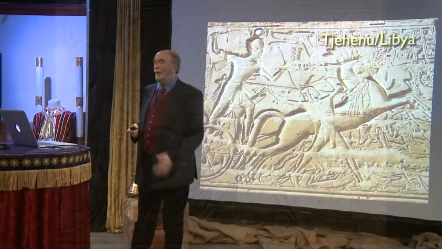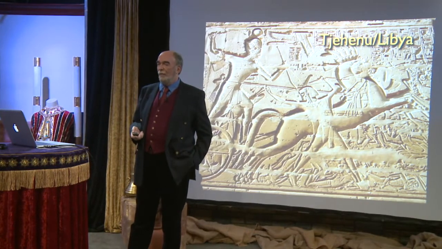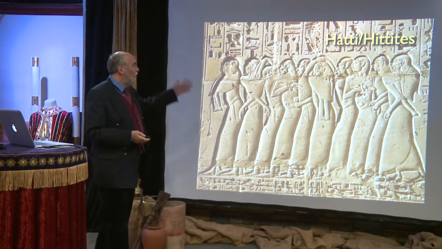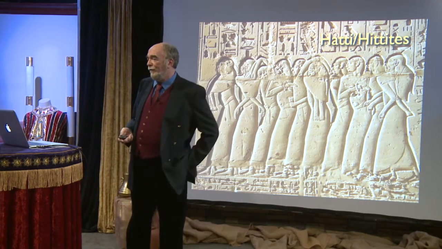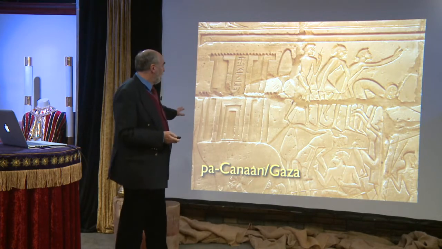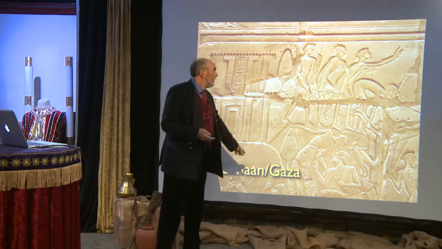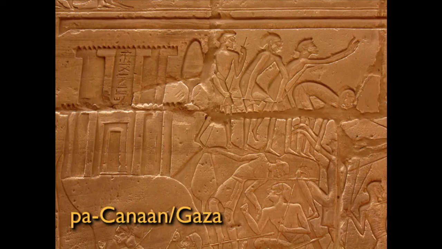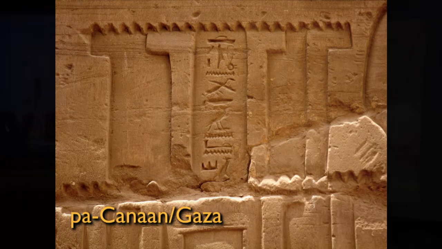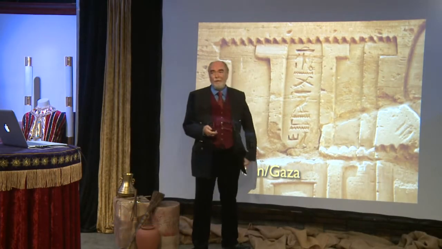So here is the Libyans being fought, Chehenu being defeated by the Pharaoh. Here are the Hittites on the same wall being taken away in captive. And then we have the city of Parcanan, the next one in the list here, Gaza, with the Shasu Bedouin. There's the name, you can read it here, Dimien, which is the city of Parcanan, Gaza.